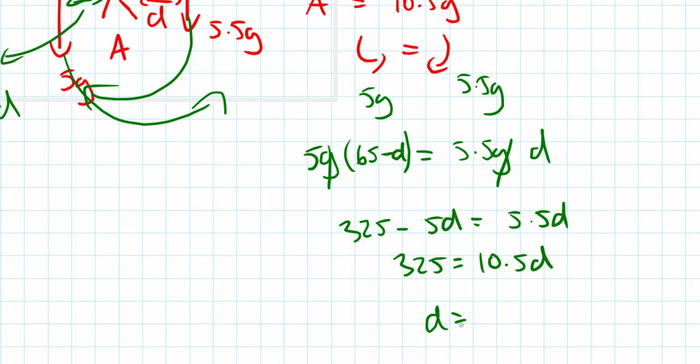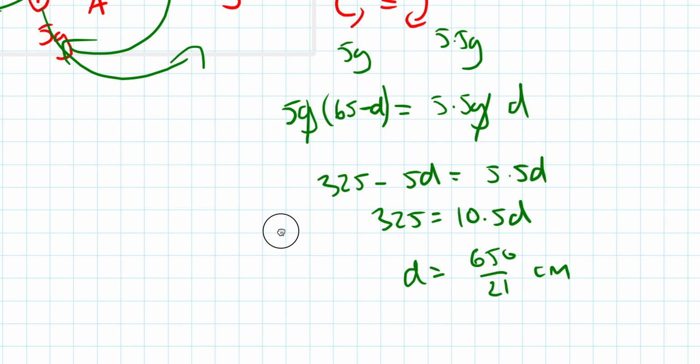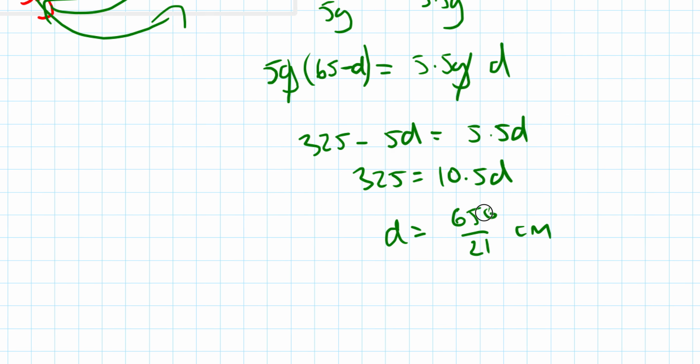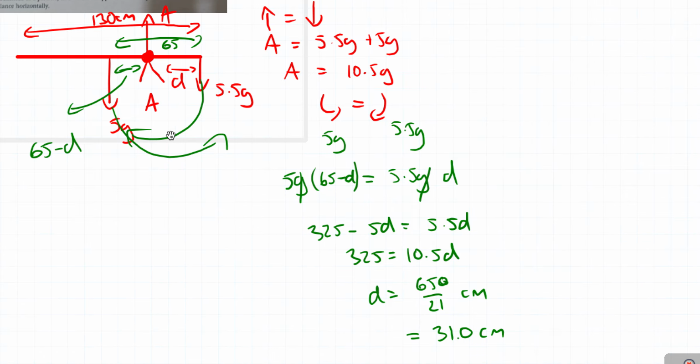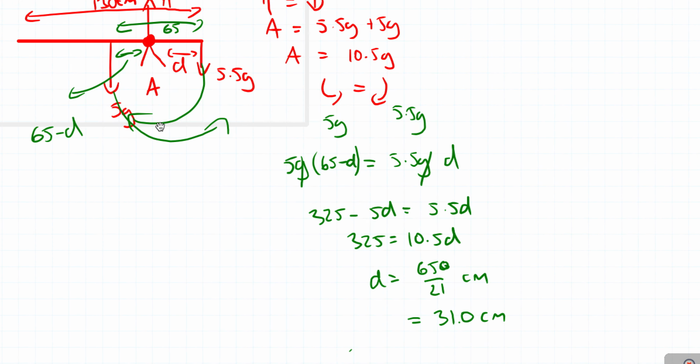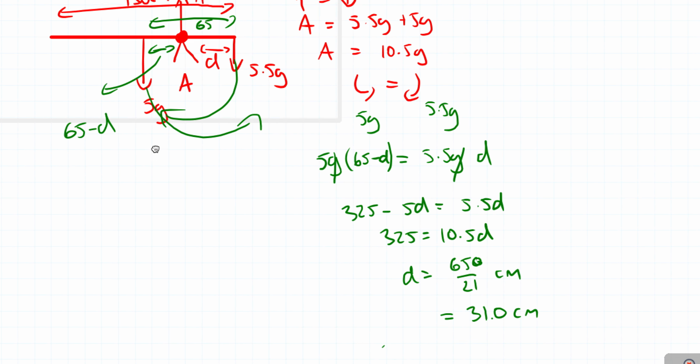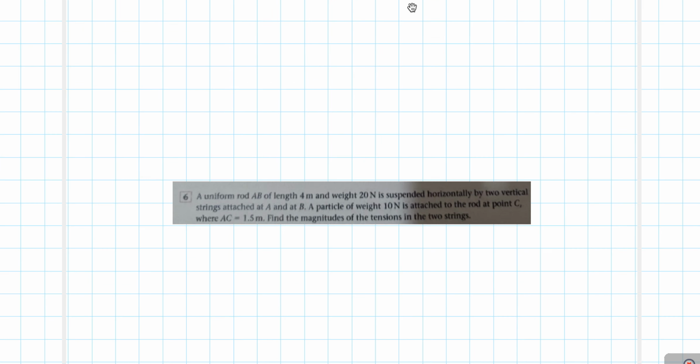325 divided by 10.5 is 650 over 21 centimetres. Always write out the fractional answer first, because then to 3 significant figures it's 30.95, round that up, so it's 31.0 centimetres from the edge. And because you've defined where d is in your diagram, you don't need to write anything else. And that gives you your answer to this question.